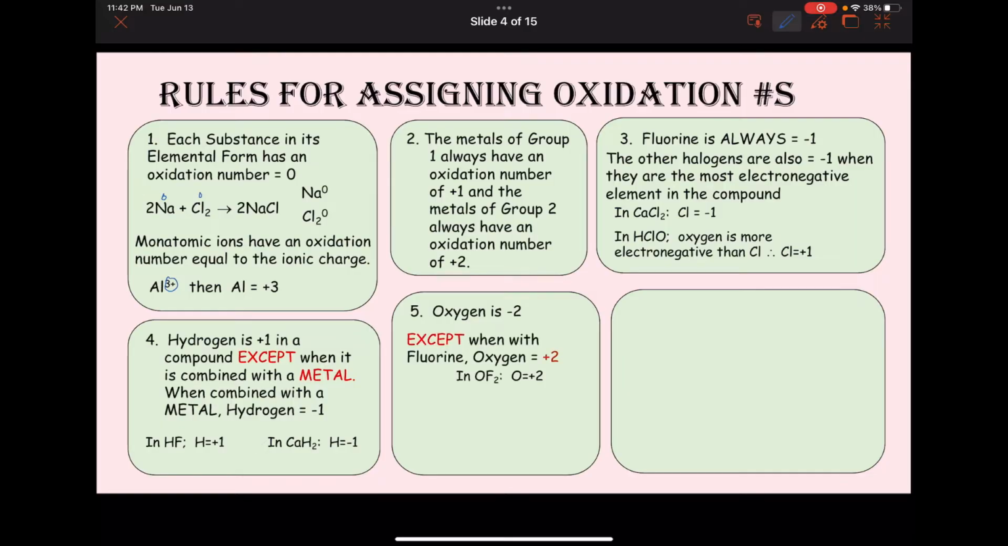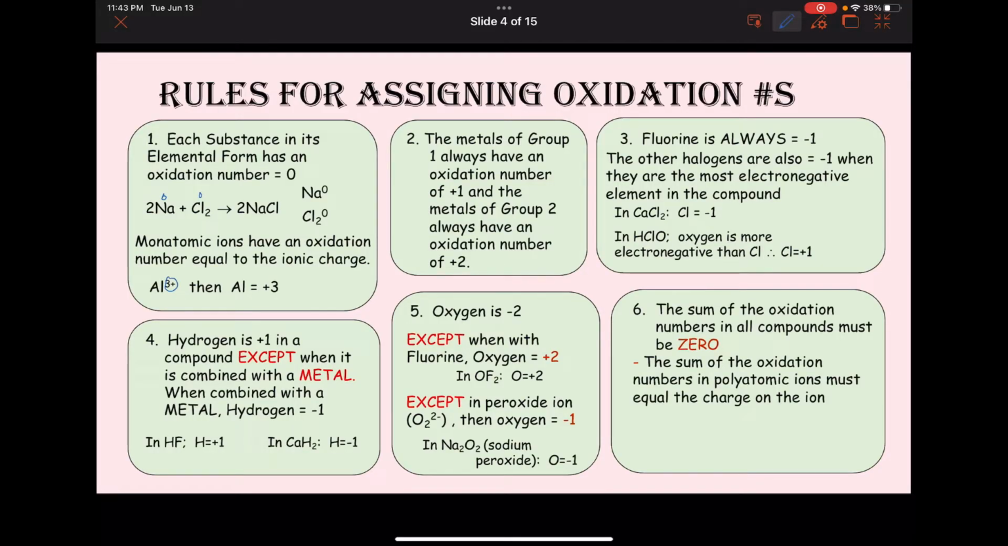Oxygen is always going to be -2, except when it is with fluorine. In that case, oxygen is going to be +2. So for example, in OF2, it's going to have an oxidation state of +2. And also except when oxygen is making a peroxide. In that case, its oxidation state is going to be -1. So any type of peroxide.